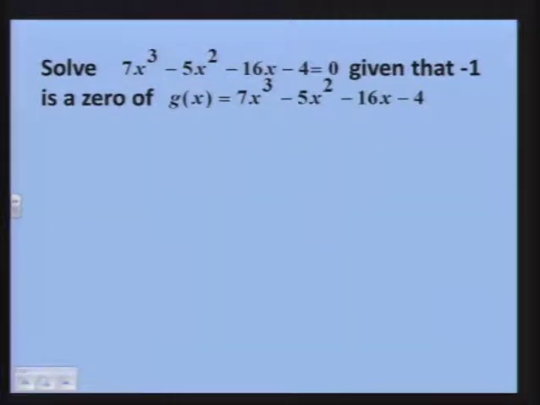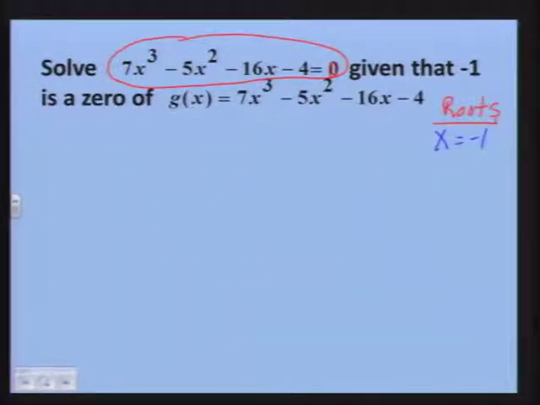On this next problem, our directions are to solve 7x cubed minus 5x squared minus 16x minus 4 equals 0, given that negative 1 is a 0 of g of x equals 7x cubed minus 5x squared minus 16x minus 4. Well, if negative 1 is a zero of the polynomial, then it is a solution or a root of this equation right here, because plugged in, it gives a zero which satisfies that equation. So this time we're looking for roots since they've given us the zero, and we already know that one of them is negative 1.